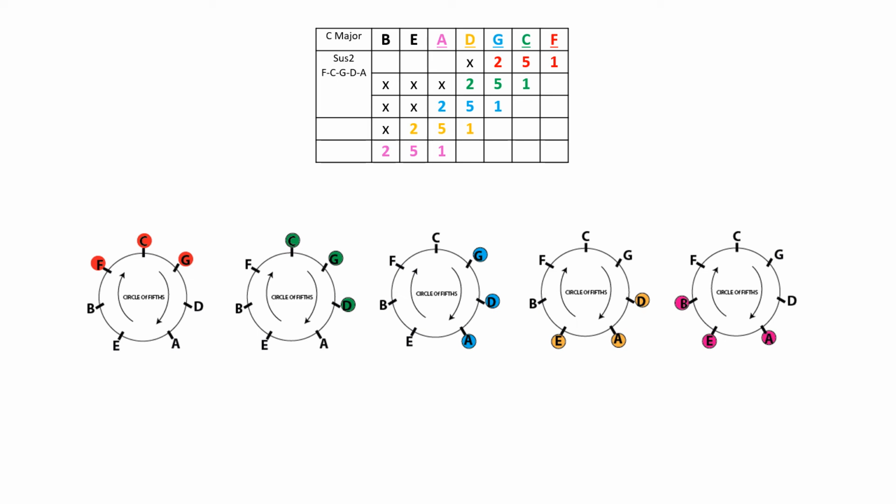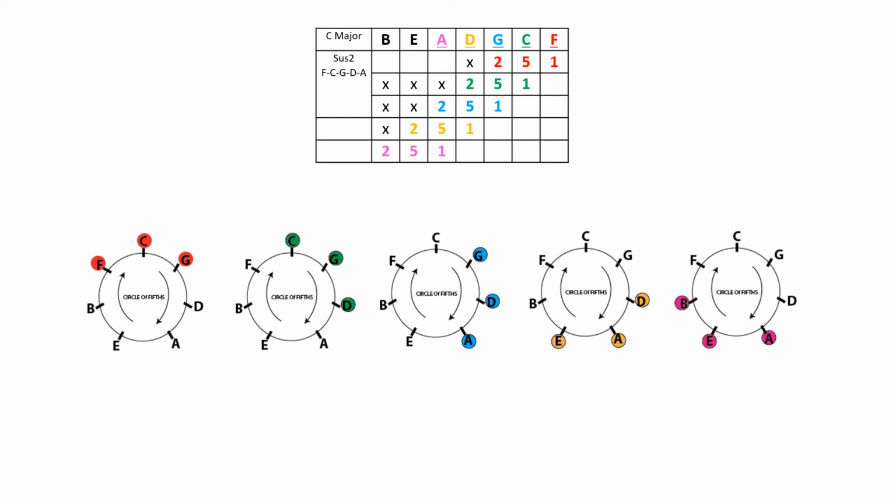An F sus2 chord, for example, with notes F, C, and G corresponding to intervals 1, 5, and 2, is marked in red, C sus2 in green, G sus2 in blue, and so on. The goal is to derive sus2 chords from every available note in C major until we run out of notes.